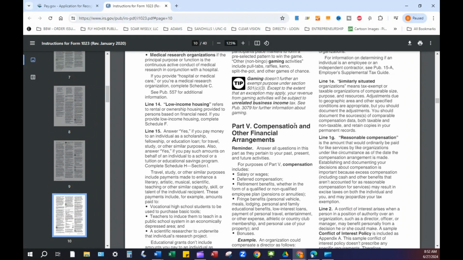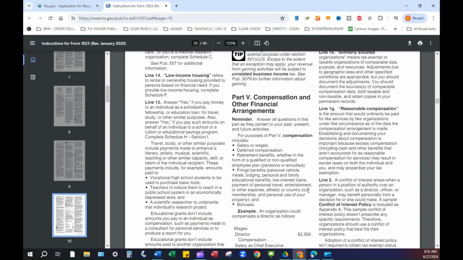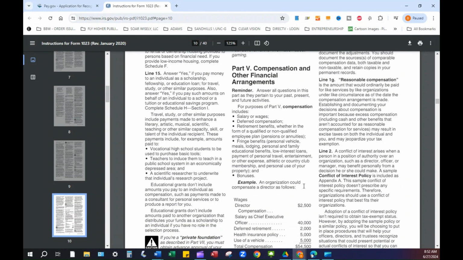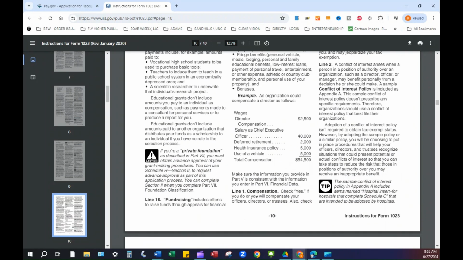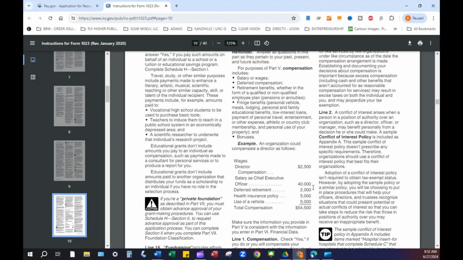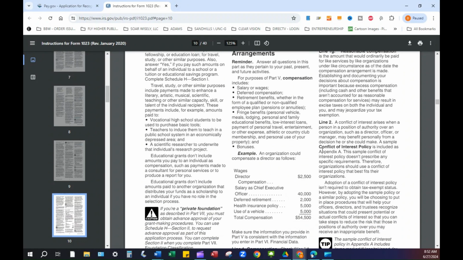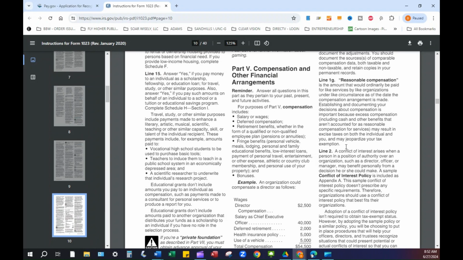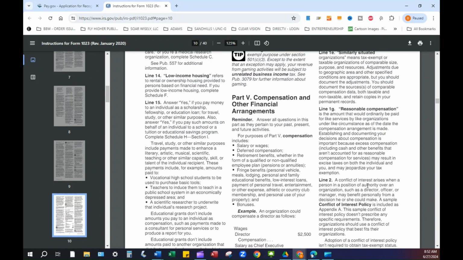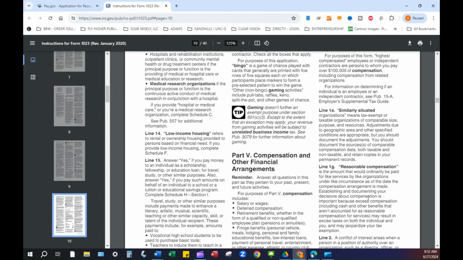All right. So what we want to do is kind of look here, and as you know, these instructions tell you exactly how to complete each section. See, compensation, check yes if you do or you will compensate your officers. So it goes on, but what we're going to do is go look for conflict of interest. So here we are, conflict of interest. But remember, if you have any questions about any parts of the instructions or the questions, be sure to read everything. All right. I'm not going to do that now because you guys know I've already read it.